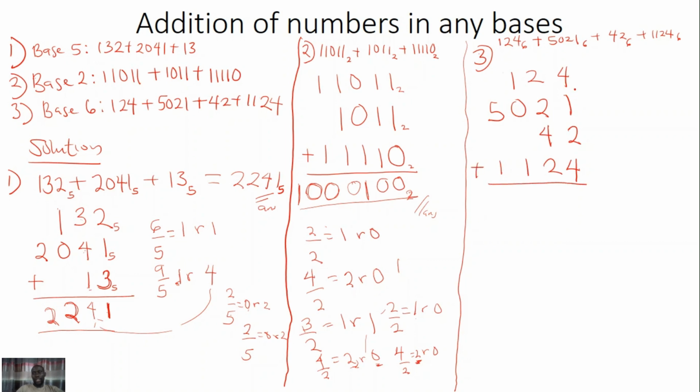Okay, so let's add them together. And don't forget that they are all in base 6. Now we use the same method that we used in the two previous examples. We're going to add them together, and whatever we get will be divided by 6, which is the base number. Whatever we get will be carried to the next column, and the remainder will be written down. Now, let's start.